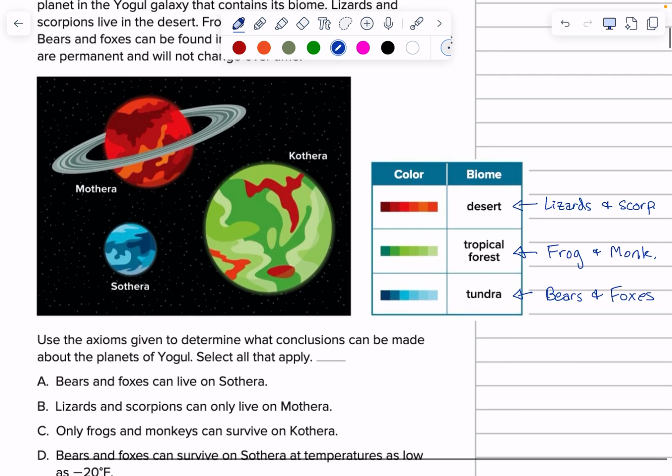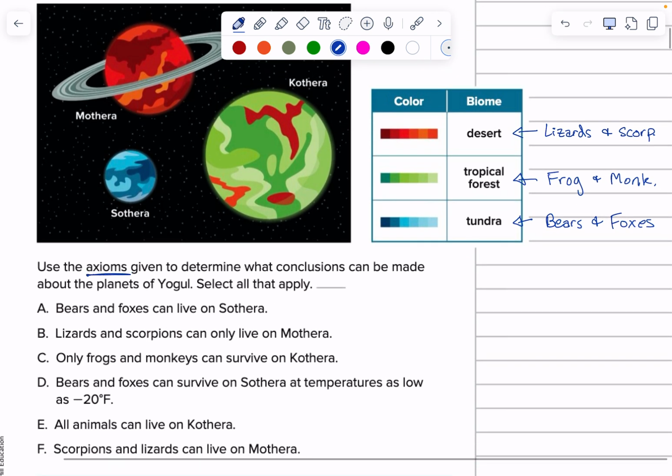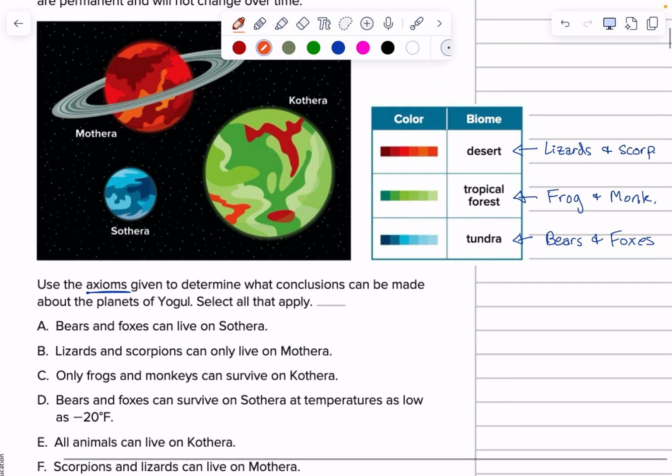All right, now we got some questions. Use the axioms given. Axioms are facts, right? They may not necessarily be true, so we're going to figure out which ones are true and say yes, to determine what conclusions can be made about the planets. A says bears and foxes live on Sothra. I've got bears and foxes here, they live in the tundra. Does the tundra live on Sothra? Yes, so that is true. I'm going to put true next to it and circle it.